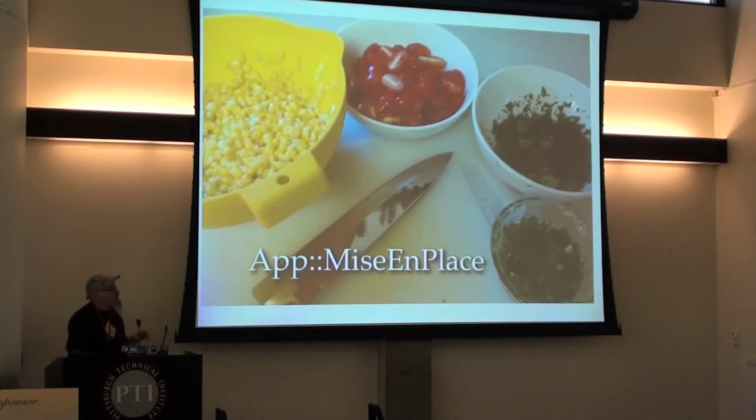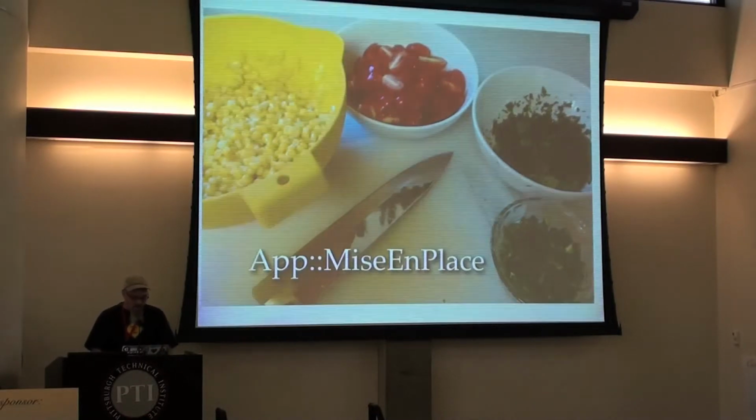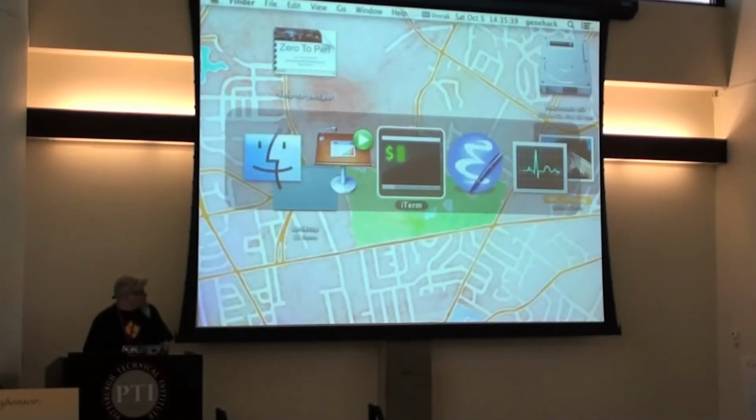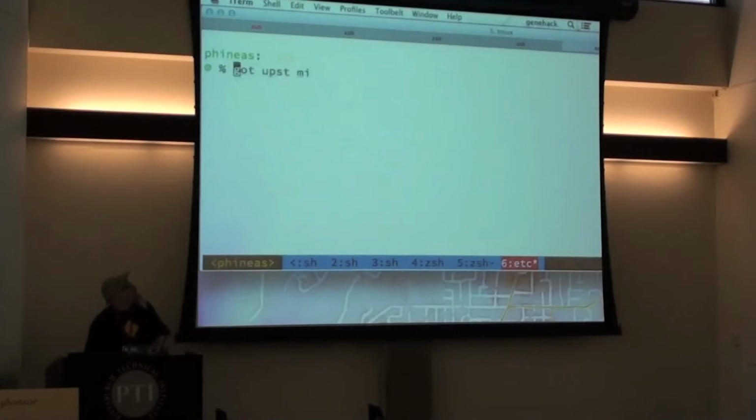Another command that I wrote that I don't use that much anymore, but it was really useful when I was setting machines up, is called mise en place. This is a principle from cooking, that when you start out and you're getting ready to cook something, you should get everything prepped and ready ahead of time. Mise en place means everything in its place. So what mise does is it manages symlinks for you.